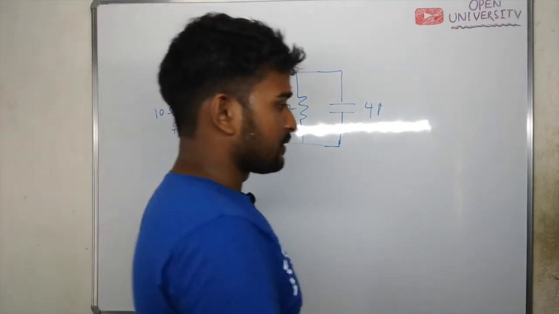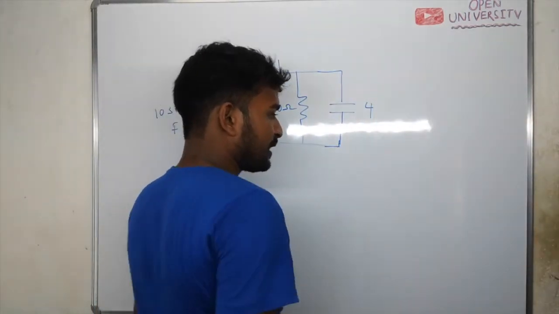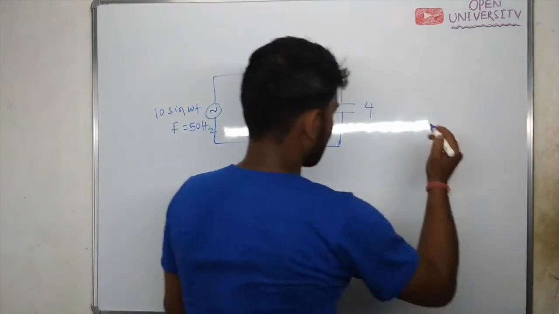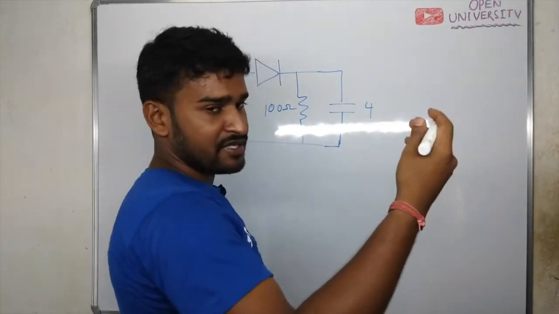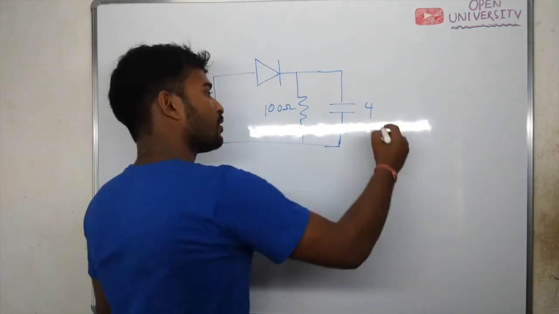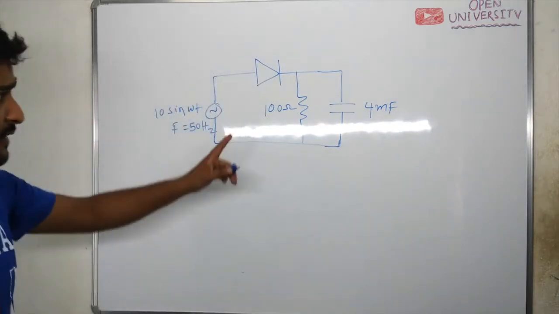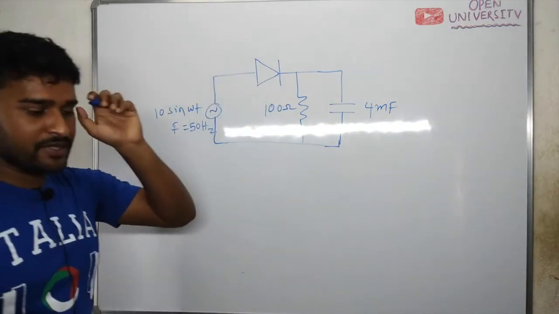Okay, it is a large capacitor. I said that filters use larger inductors and larger capacitors. Large inductor means some few Henry, and large capacitor means millifarad or microfarad capacitance. So this is your capacitor. This is a half wave rectifier with capacitor filter.